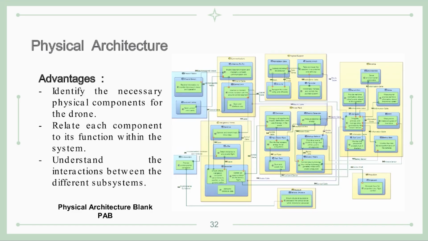And finally, we have the physical architecture diagram or breakdown, the PAB. This defines the physical architecture of the system, specifying the real components that implement the functions described in the LAB. It mainly helps us to identify the necessary physical components for the drone, relate each component to its function within the system, and understand the interactions between the different subsystems.